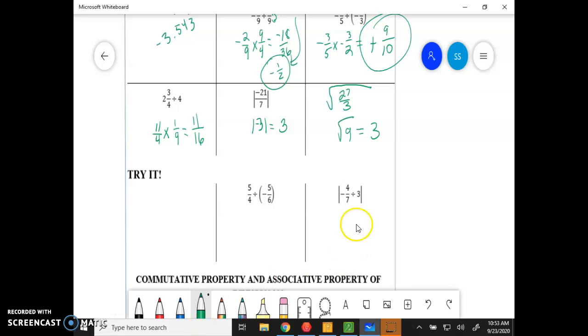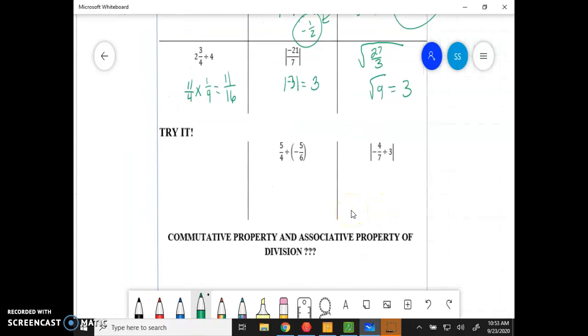Okay. I got some try it problems. Why don't you guys try this problem out? How about negative 20.3 divided by 14.8. Pause the video, try these 3 problems, and then I'll give you the answers.